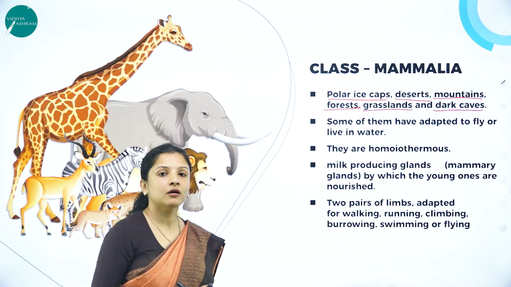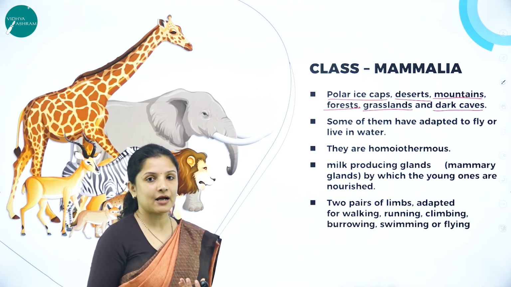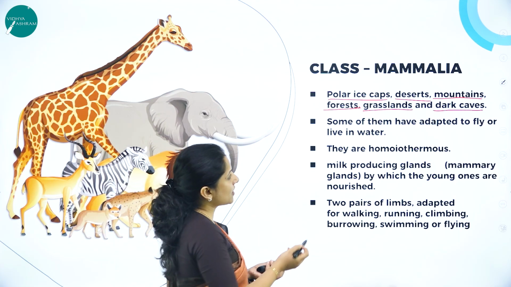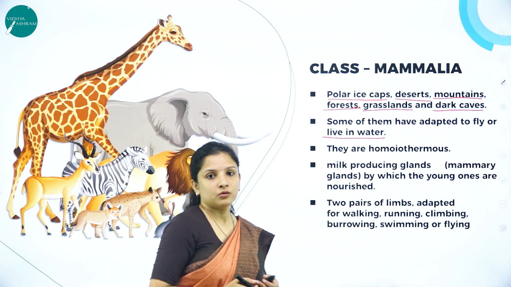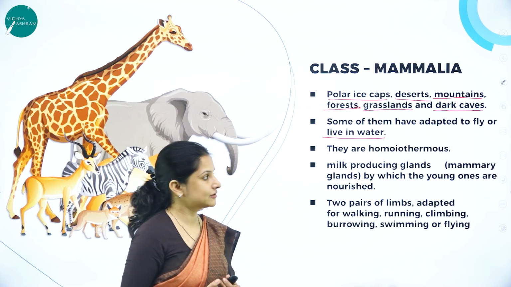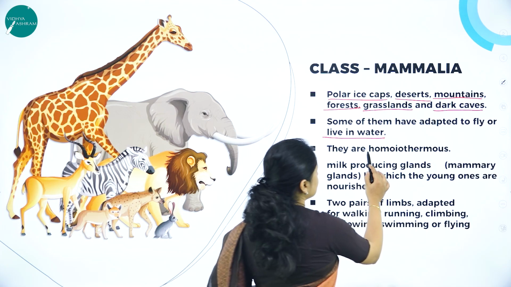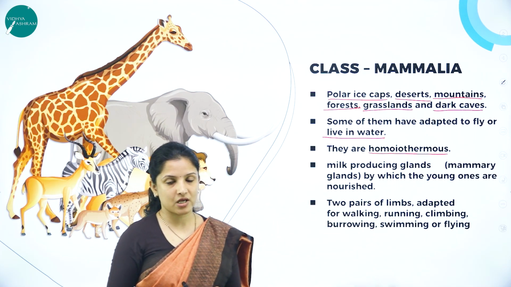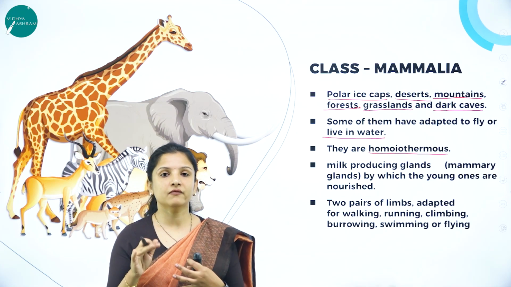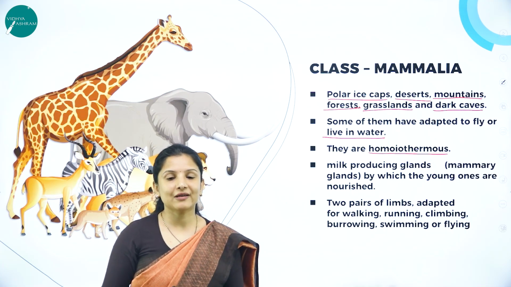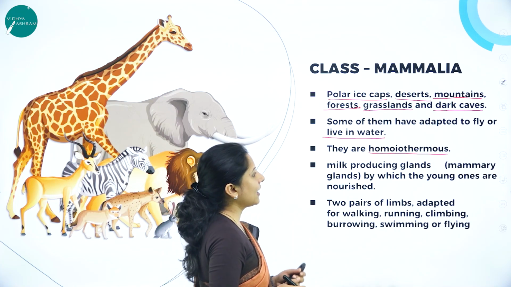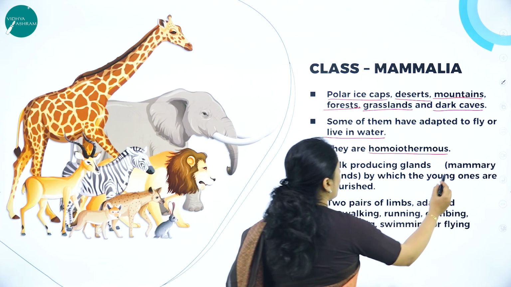And some of them have adapted themselves to fly. For example, the bat is the only mammal that is capable of flying. Some have adapted to live in water, that is the whale. They are marine, they live in water. The platypus lives in water as well as on land. And they are homeothermous, that is, they are capable of regulating their body temperature. They are warm-blooded. Whatever the external temperature is, even if it is freezing, it will not affect the internal temperature.